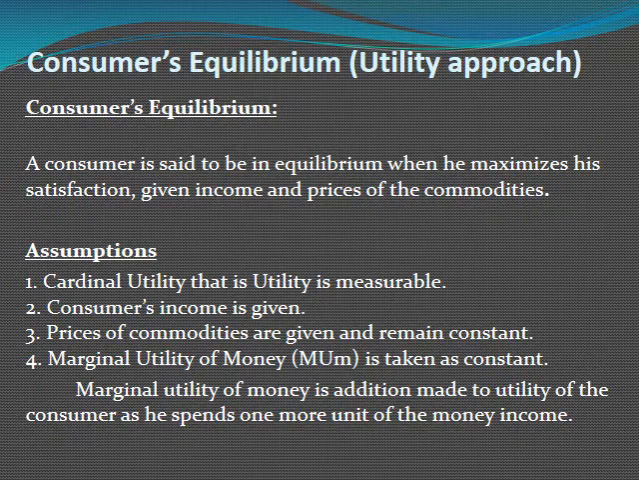There are certain assumptions on which this equilibrium condition depends, and when we talk about the utility approach, these assumptions are that utility is measurable, we can measure the utility; consumer's income is given, that is, there is no change in consumer's income; prices of commodities are given and remain constant, there will be no change in the prices of commodities; and one more thing, the marginal utility of money is taken as constant.